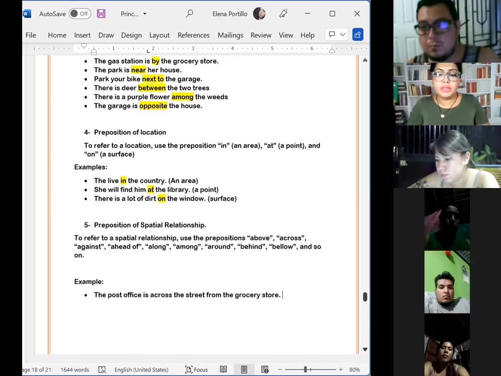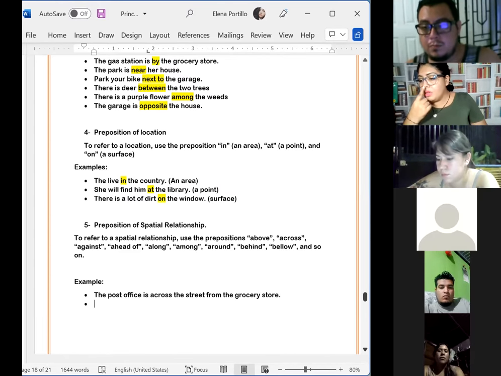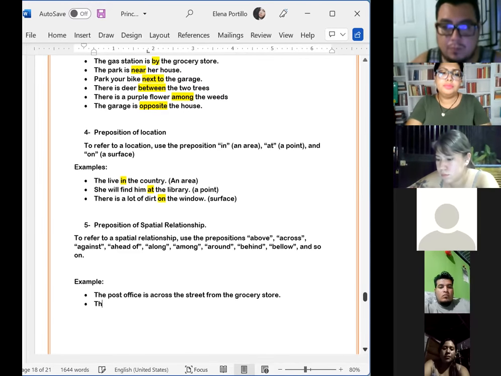Directions. It is very useful in that case. So we have another one. The kids are hiding behind the tree.